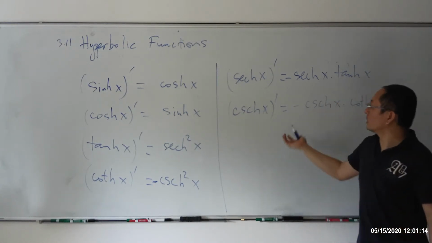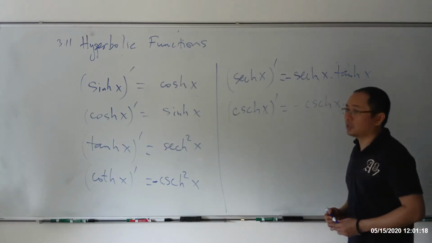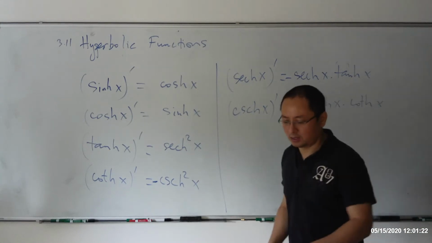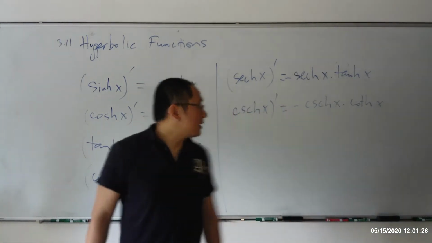Okay, how to prove this? Back to the definition. Cosecant is 2 over e to the x minus e to the negative x, and differentiate. You have the right hand side. Okay, now let's talk about the inverse.